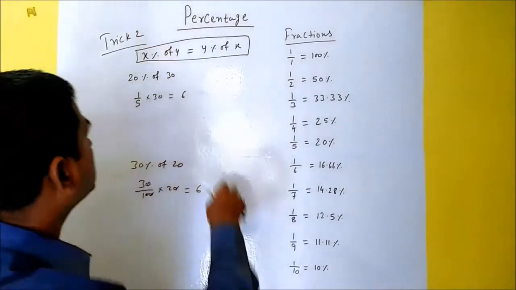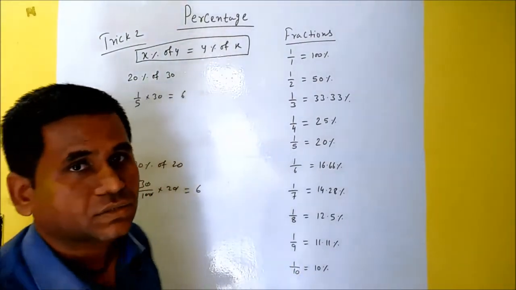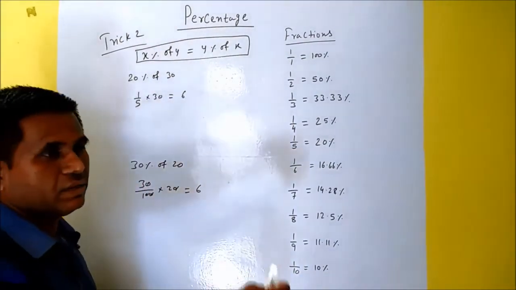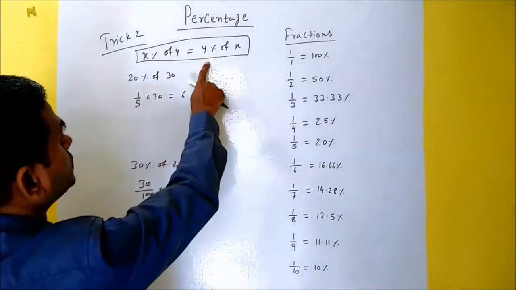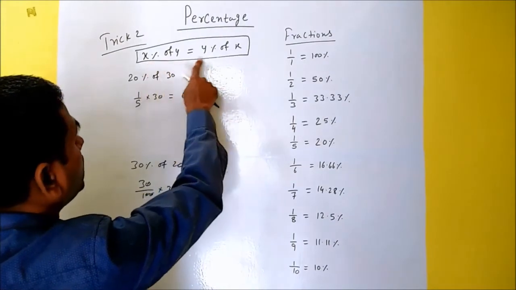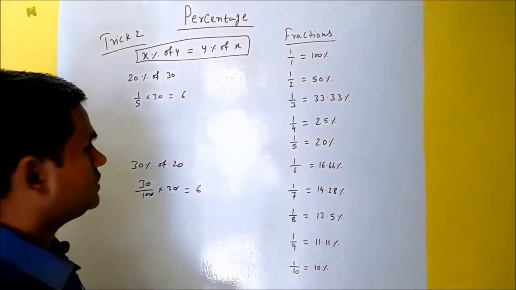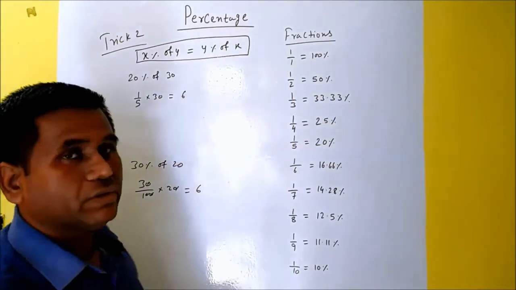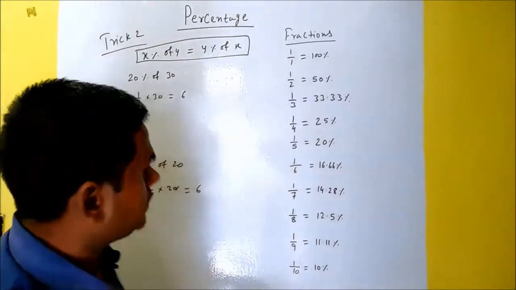This problem can come in an aptitude test, wherein it will ask 20% of 30, and there are options. Out of multiple options, if one of the options is x% of y is y% of x, you can directly choose this as the answer. So this was our second trick. Now let's move on to the third trick.